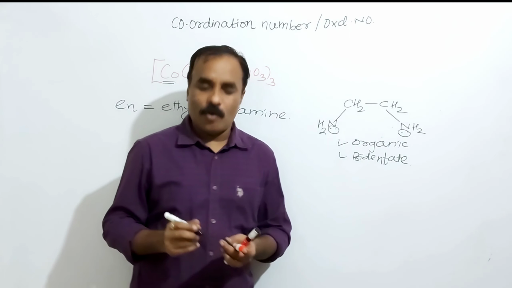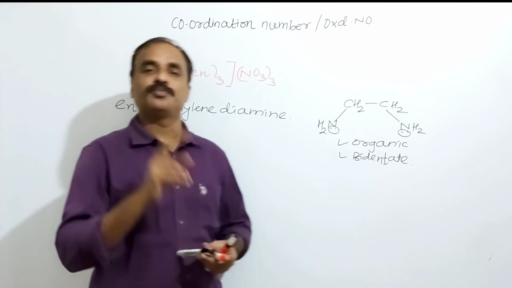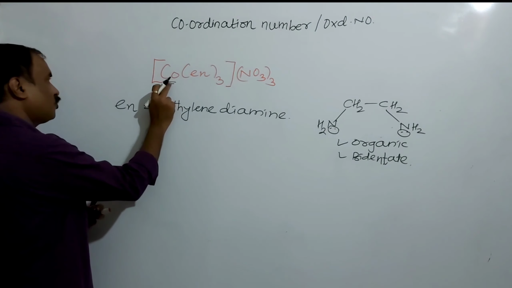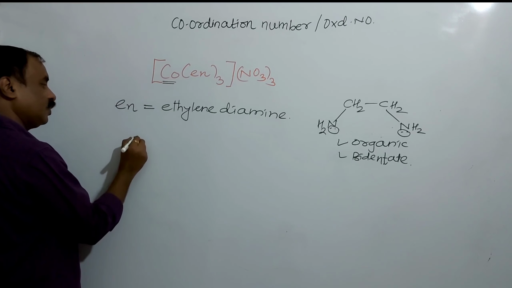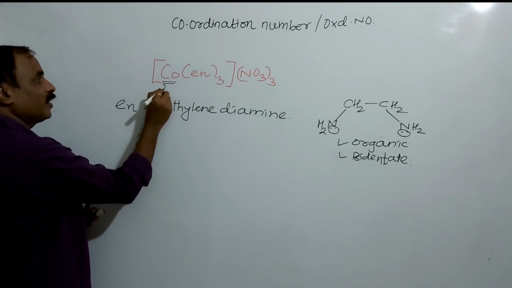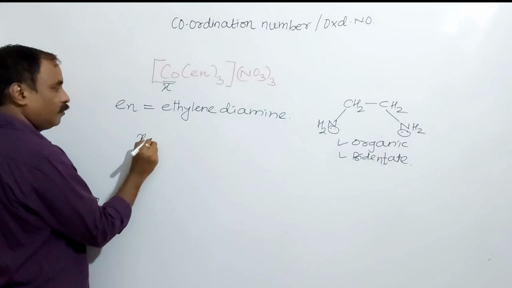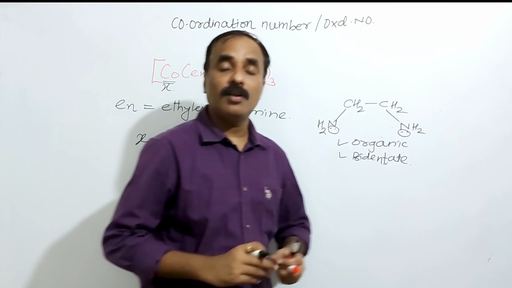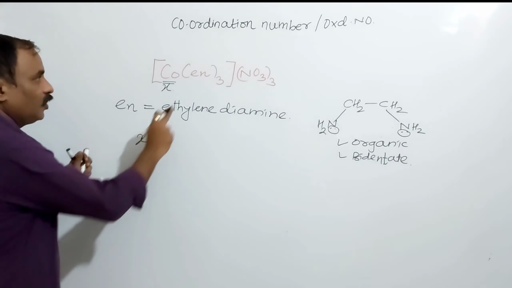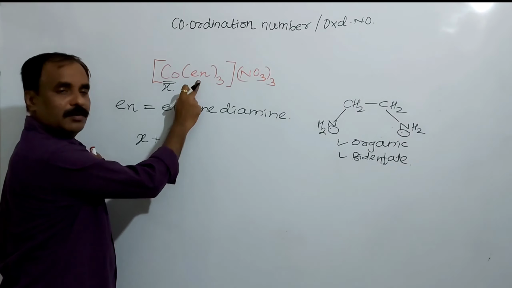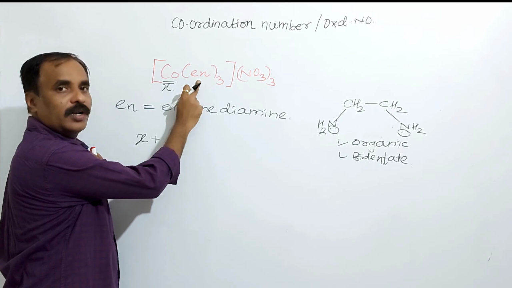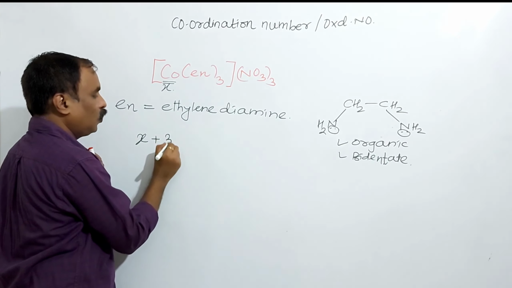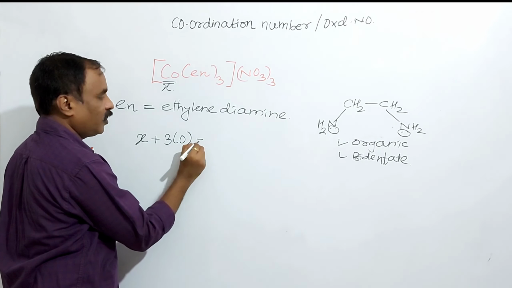And one ligand can form how many coordinate bonds? 2, isn't it? So here, consider the oxidation number of cobalt as X. First we will calculate the oxidation number. Ethylene diamine is a neutral ligand. There is no charge. So X plus 3 into 0 is equal to.